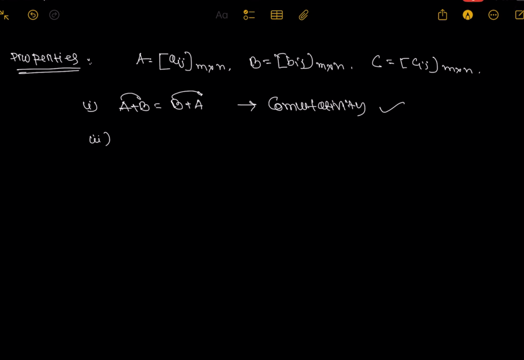Property number 2: A plus B, plus C, equals A plus, B plus C. The bracket will be associated. This property is known as associativity.